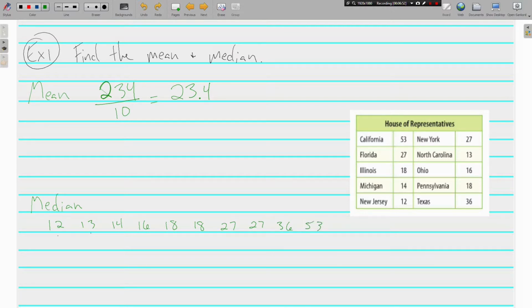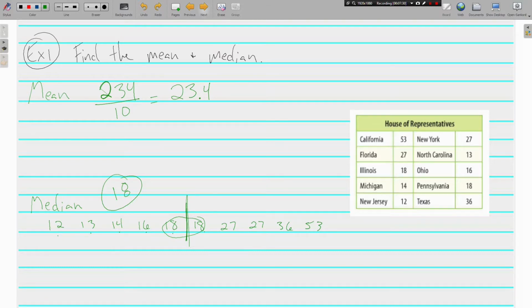Now what's right in the middle? We've got 10 data items, which means the middle is right here, 5 on each side. Well, 18 and 18, that's not too tough. Our median is 18. So the mean, again, added everything up, divided by how many data items I added. Got 23.4. Median, put everything in order from least to greatest, and it's the middle value. In this case, it was 18.